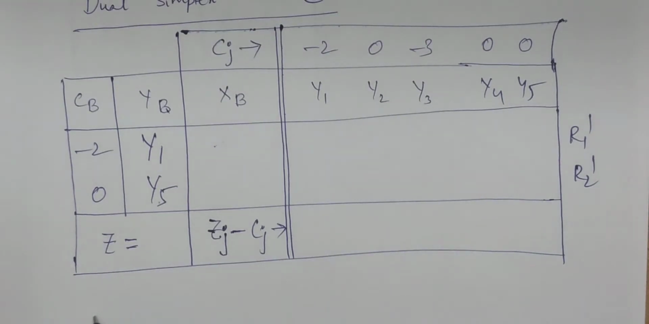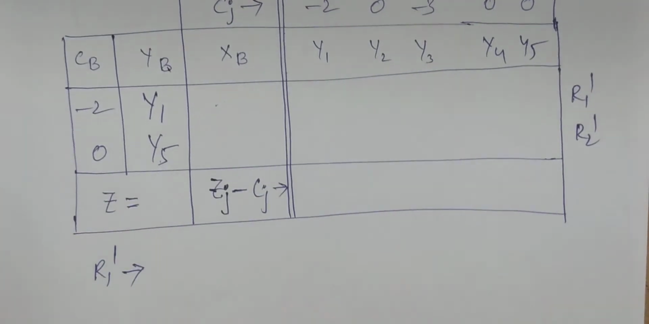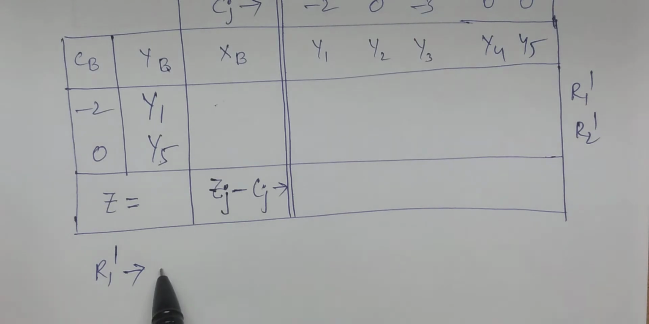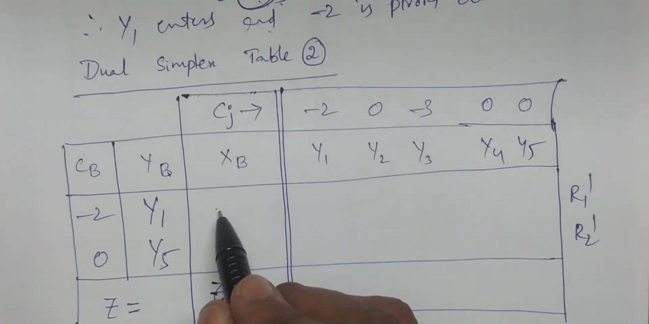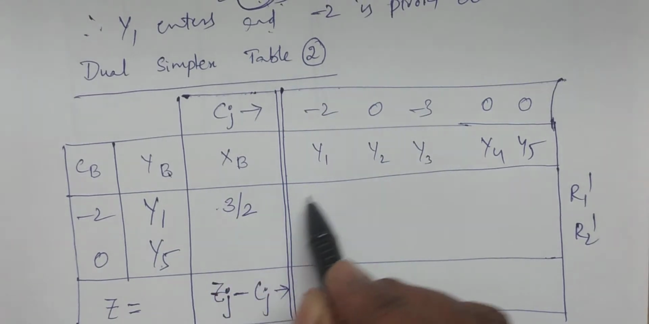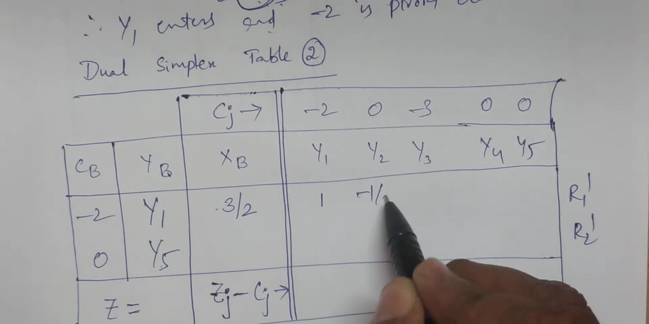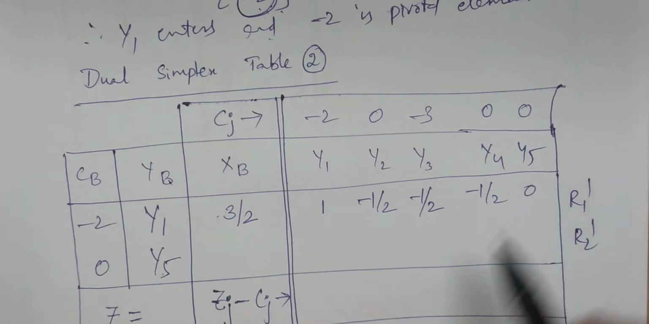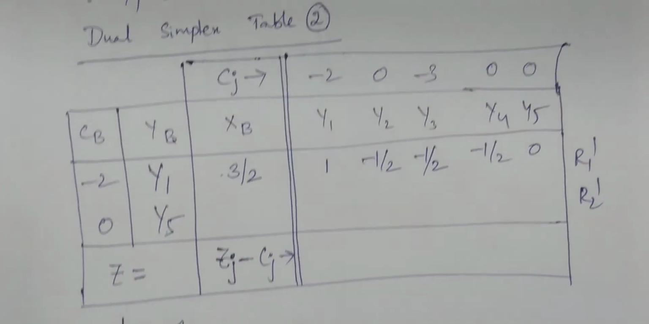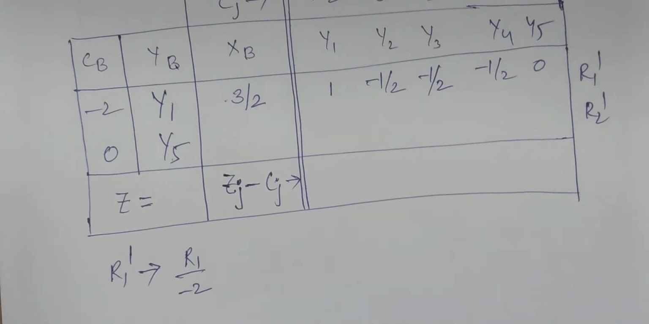Now, because the pivotal element is in r1, first you have to calculate r1 dash. The pivotal element is minus 2, therefore r1 divided by minus 2. This is the operation we have to do: r1 divided by minus 2. What are the elements you will get? It is minus 3 by 2, that is 3 by 2, 1, minus 1 by 2, minus 1 by 2, and 0. These are the elements we will have by doing r1 dash equals r1 divided by minus 2.